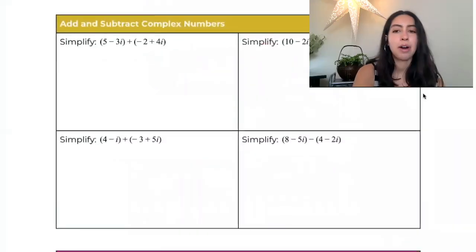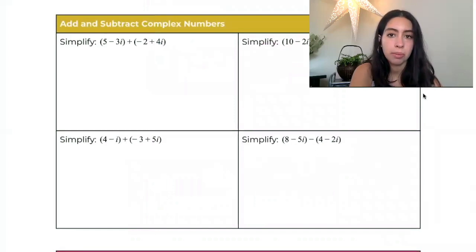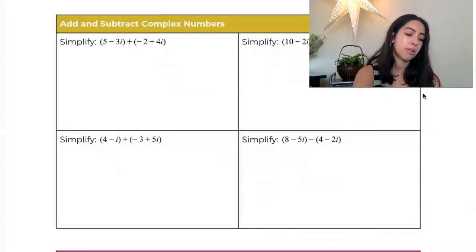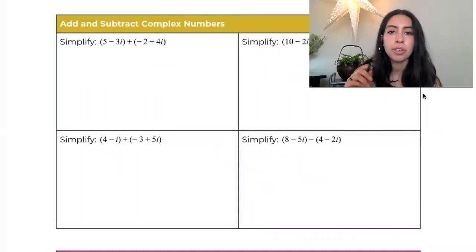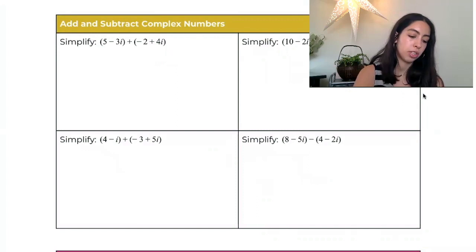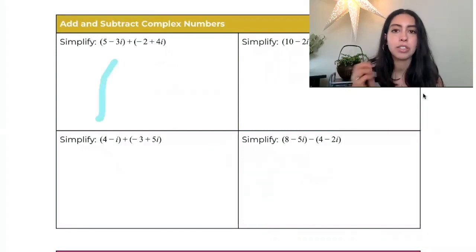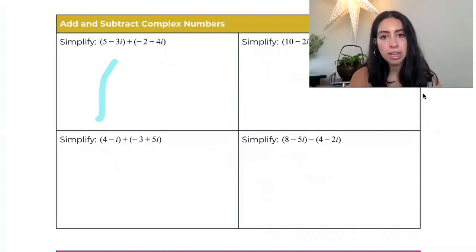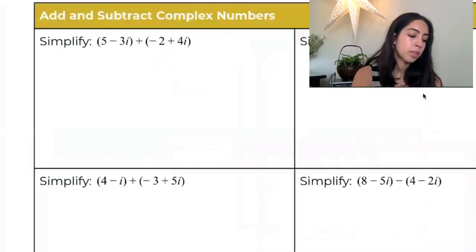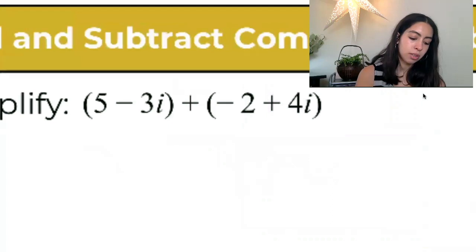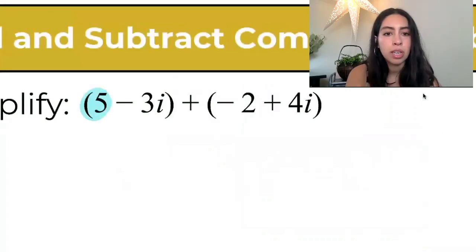Now we're going to look at how to add and subtract complex numbers. It works much like we add and subtract real numbers, the regular numbers that we're used to. The only difference is you want to make sure to only add and subtract the components that match up with each other. Each complex number has two parts to it: the real part and the imaginary part. The real part is the number that normally you see in front.